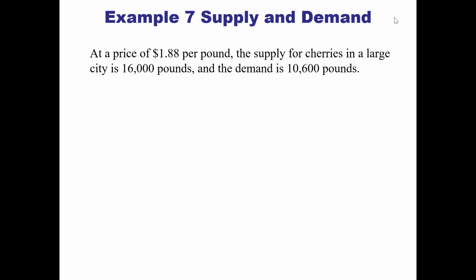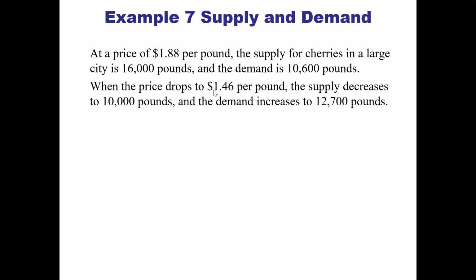All right, so here we're going to look at some supply and demand. At a price of $1.88 per pound, the supply for cherries in a large city is 16,000 pounds and the demand is 10,600. When the price drops to $1.46 per pound, the supply decreases to 10,000 pounds and the demand increases to 12,700 pounds. So that kind of makes sense.